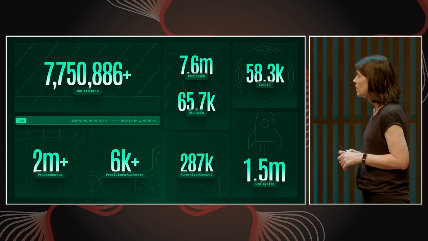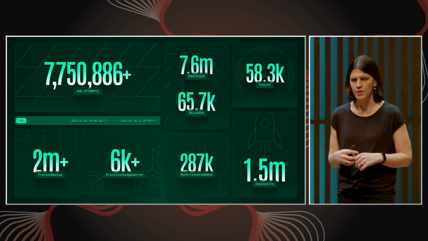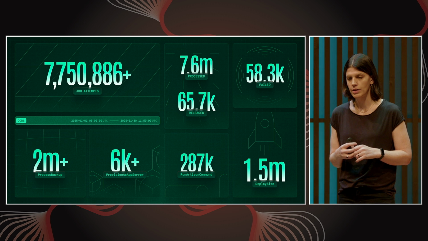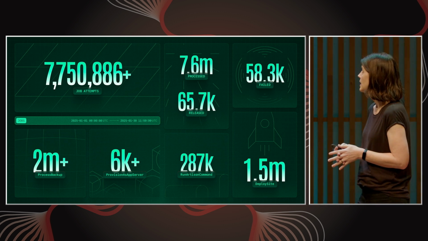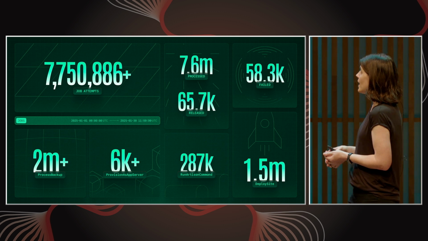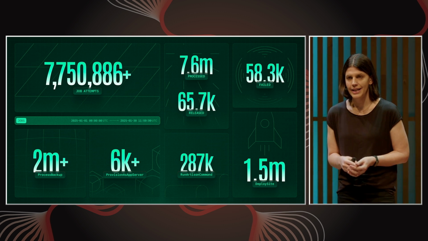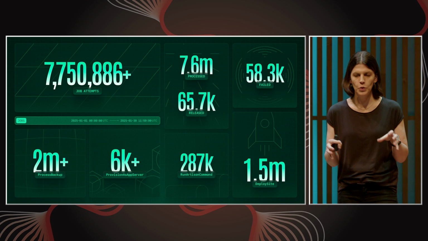6,000 jobs to provision an app server. So I think there's about 9,000 servers created, but about 6,000 of those were app servers. 287,000 run artisan command. So this is when you can run an artisan command in Forge.